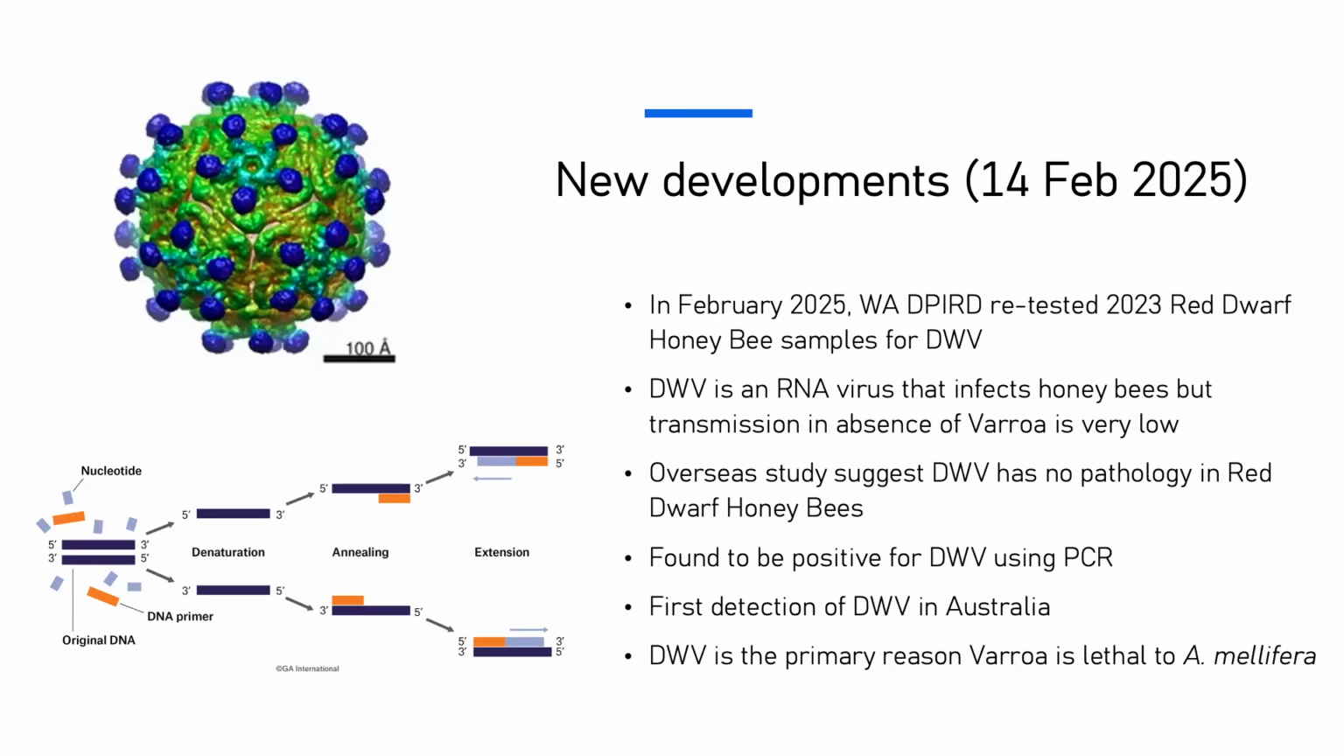Now, some of those bees were collected and they were frozen. And then for some reason, and I'm not sure what the reason was, in February 2025, the Western Australian Department of Primary Industry went back into the freezer and got this sample from 2023 and decided to test it again by PCR. That experiment proved that actually the Deformed Wing Virus was present in those samples from 2023.